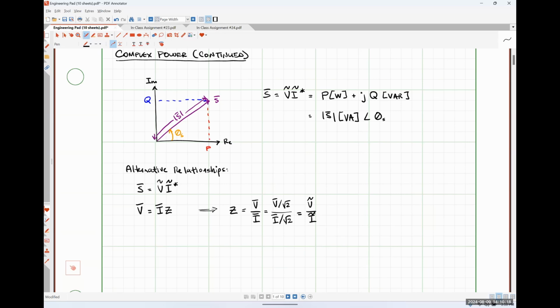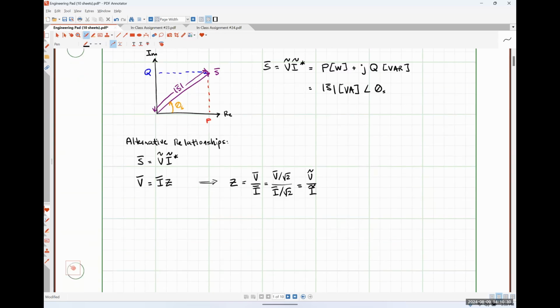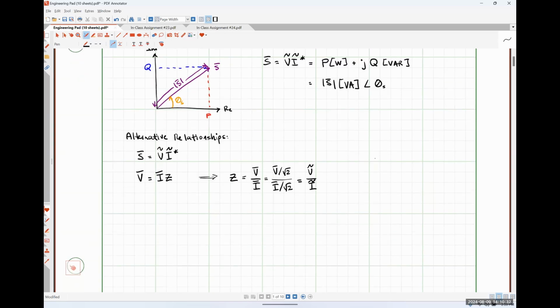So impedances in the RMS phasor domain are exactly the same as impedances in the frequency domain, like what we've been dealing with for the last several class meetings. So it should be pretty easy for us to see then that in the RMS phasor domain, Ohm's law just looks like RMS phasor voltage V is equal to RMS phasor current I times impedance Z.